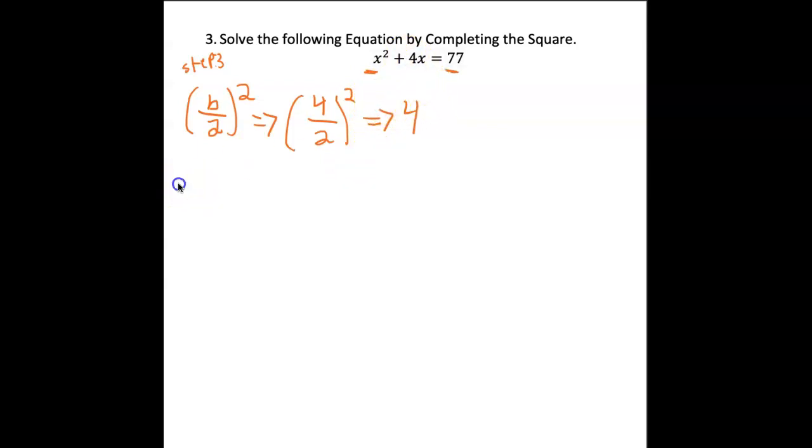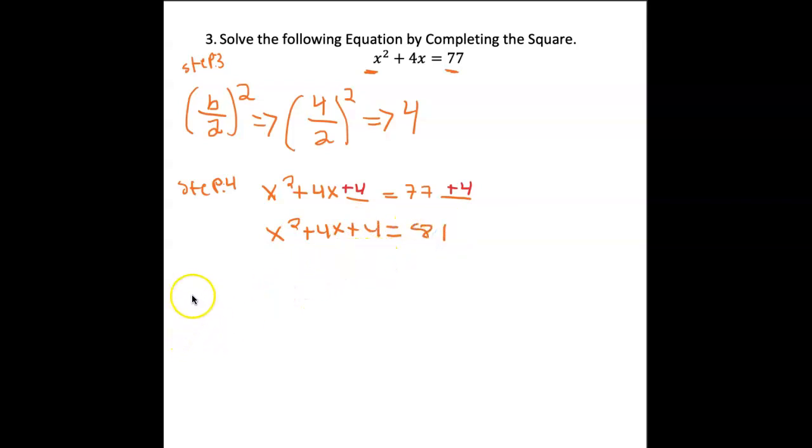Now, step 4 is to add the answer from step 3 to both the left and right side of your equation. So x squared plus 4x. I'm going to add something here. And then I'm going to add something here. So this 4 comes from here. Plus 4, plus 4. Okay? I'm going to go ahead and rewrite this so it looks a little bit prettier. I don't think it might be possible, but I can try.